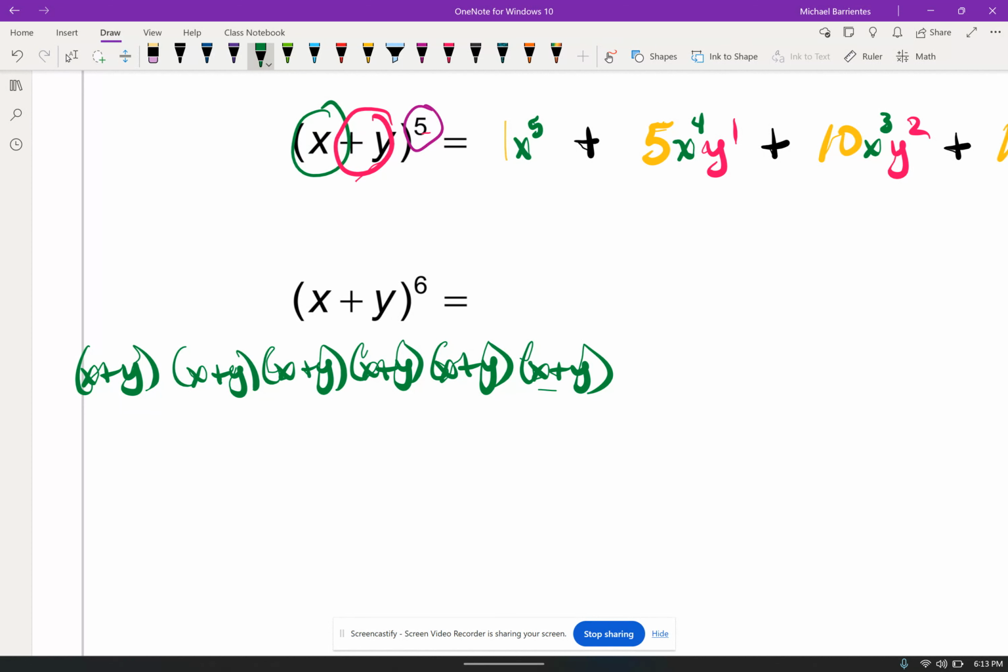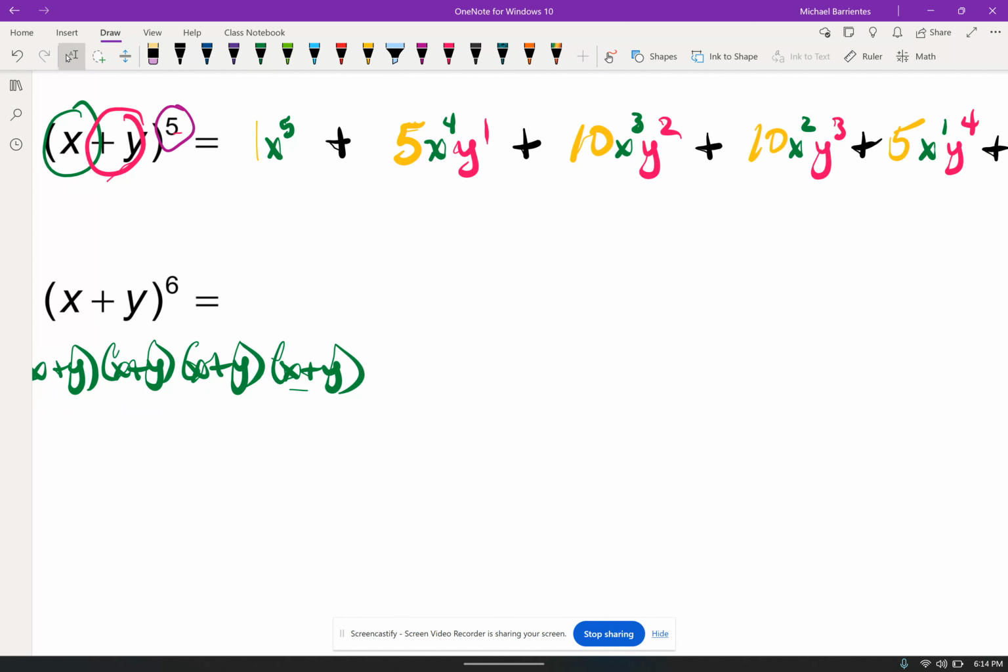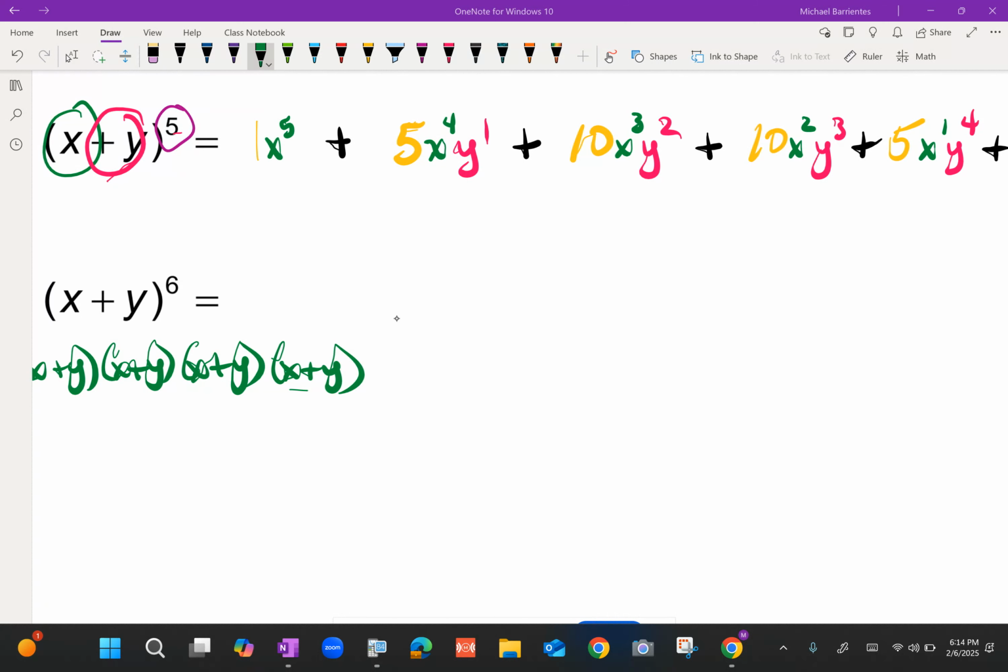1, 2, 3, 4, 5, 6. (x + y) multiplied 6 times. That's a lot of work. But what the binomial theorem says is, if you know Pascal's triangle, or if you know the combinations, and you do 6C0, that's going to be the first number. 6C1, that's going to be the second number. 6C2, that's going to be the third number, and so on, you can get the answer to this binomial expansion fairly quickly.